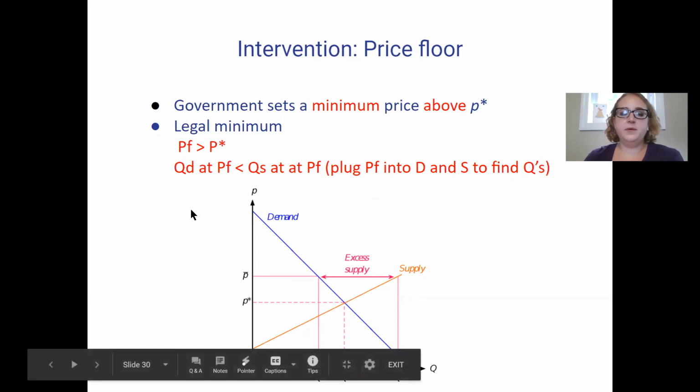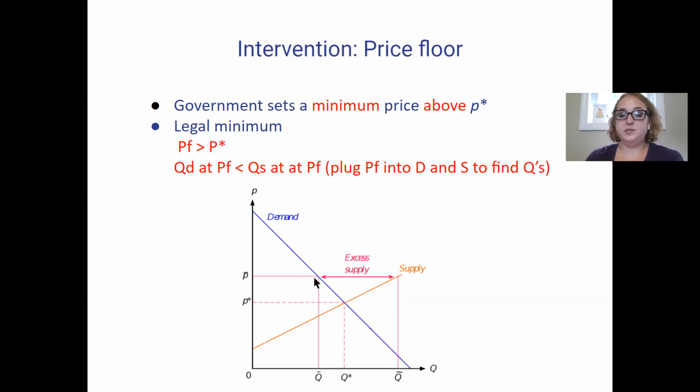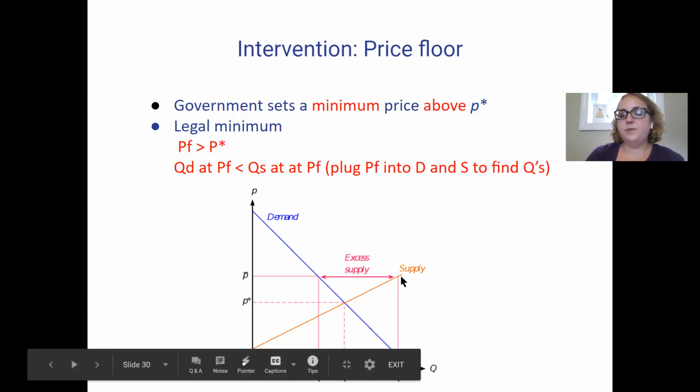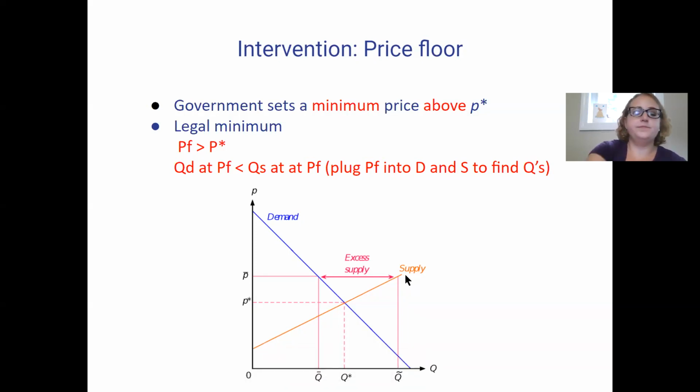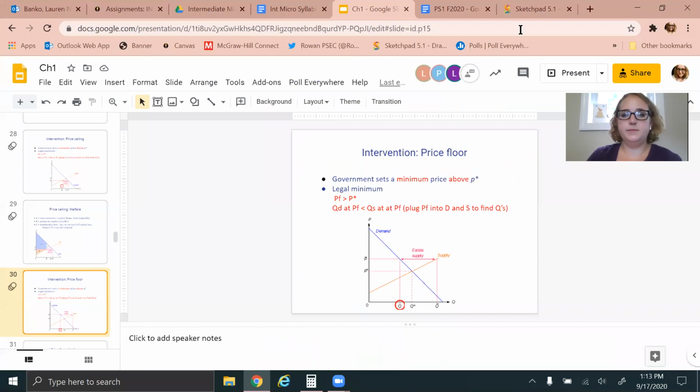So it's a legal minimum, and we're going to see that this higher price actually hits the demand at a lower quantity. Consumers don't want to pay as much money for this product when the price is higher, so they're buying less of this item. But the quantity supplied will be higher. Sellers want to sell at this higher price. Let's get to the example.